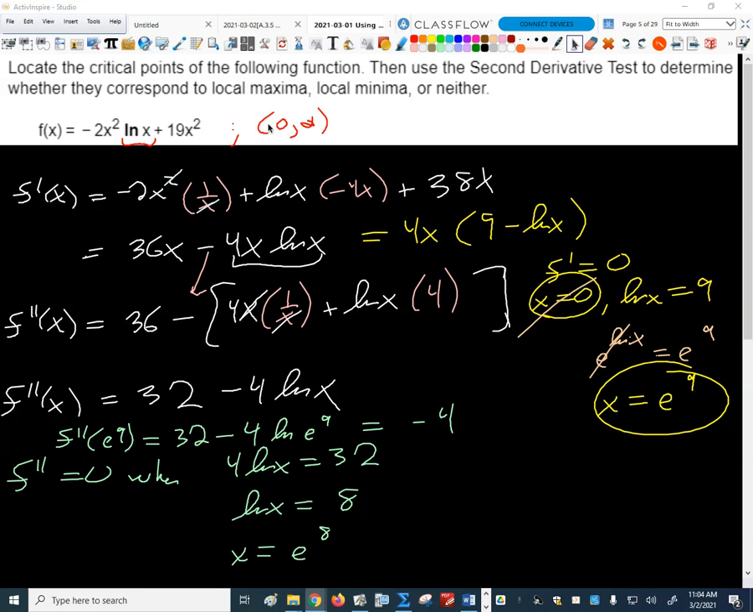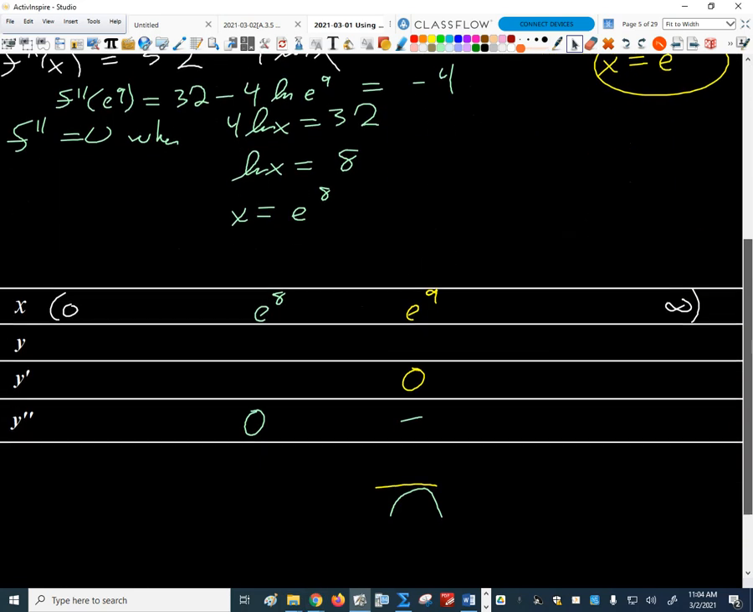0 we discarded because it's not in the domain. So that's not a valid critical number. But e to the 9th was. We took the second derivative and we found out that it had a single 0 at x equals e to the 8th. And so here's where we were.